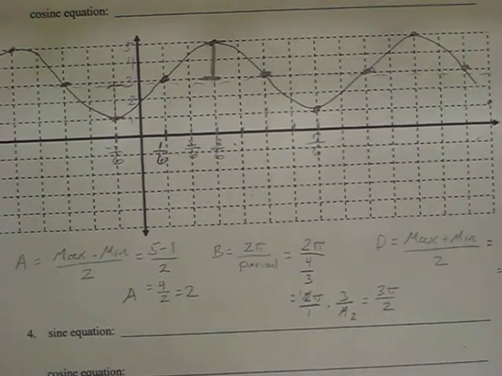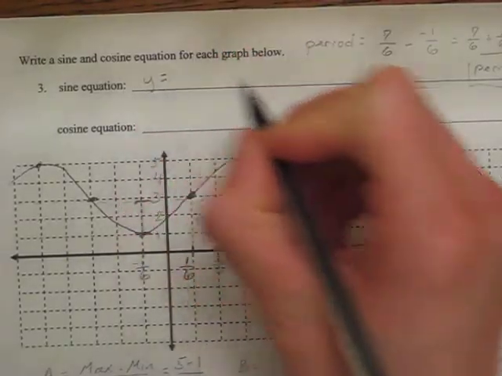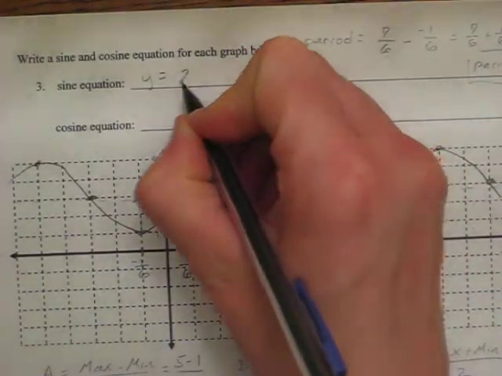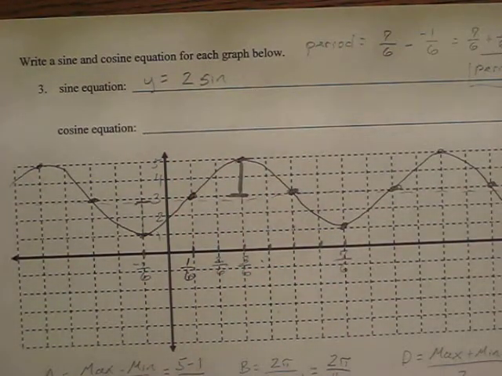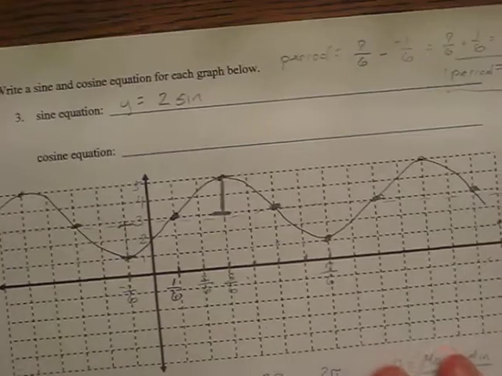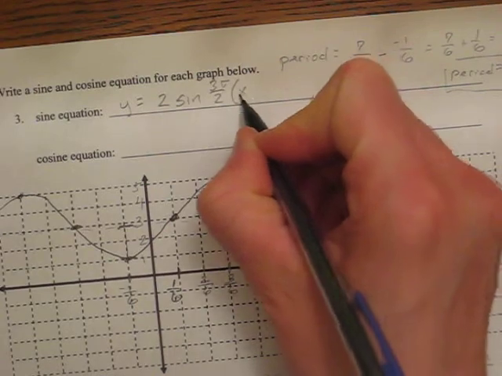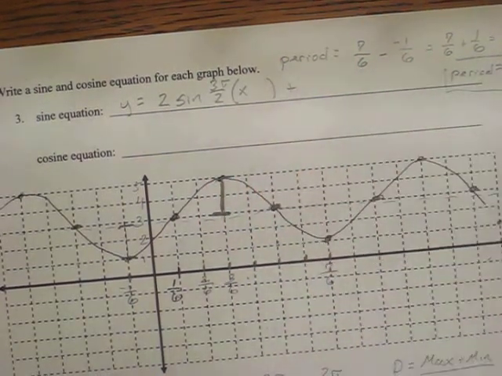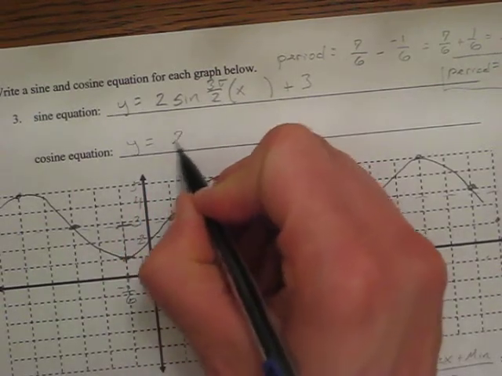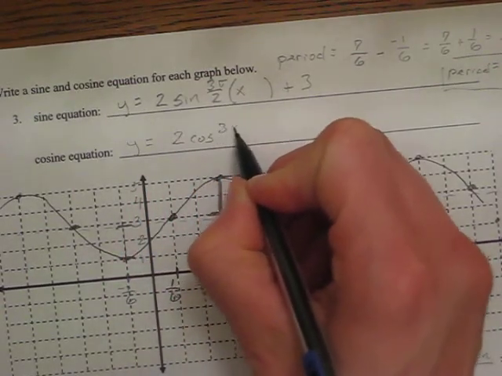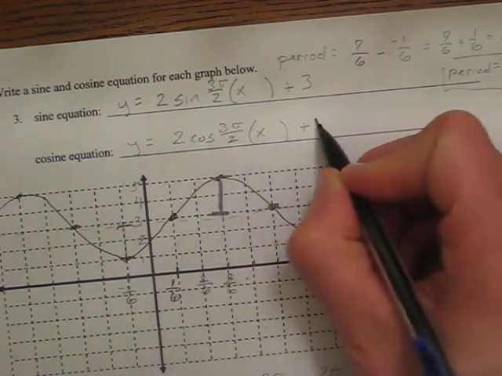Now when you write your sine and cosine equation, you're going to say y equals, and you put your value for a, so 2 sine, and b is 3 pi over 2, so I put that right here, 3 pi halves, and then times x plus 3, and then you have the exact same thing for your cosine equation, so 2 cosine 3 pi halves times x plus 3.